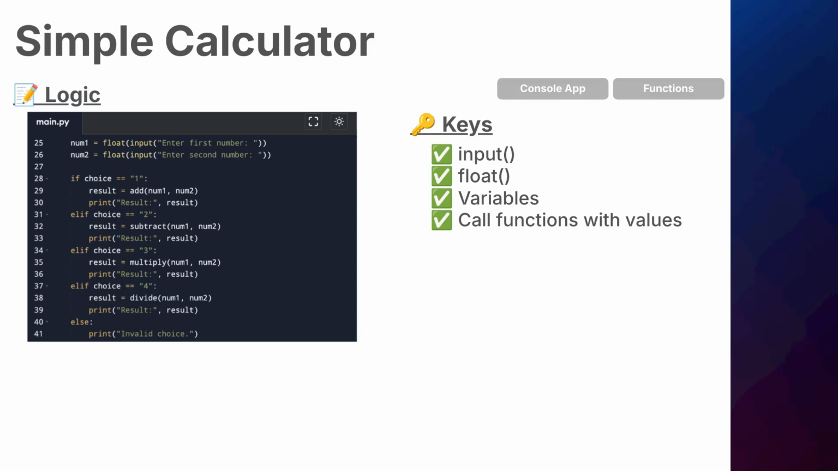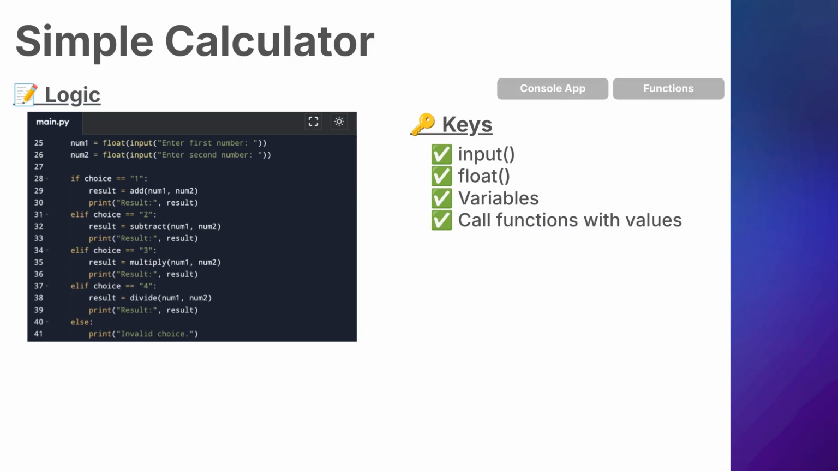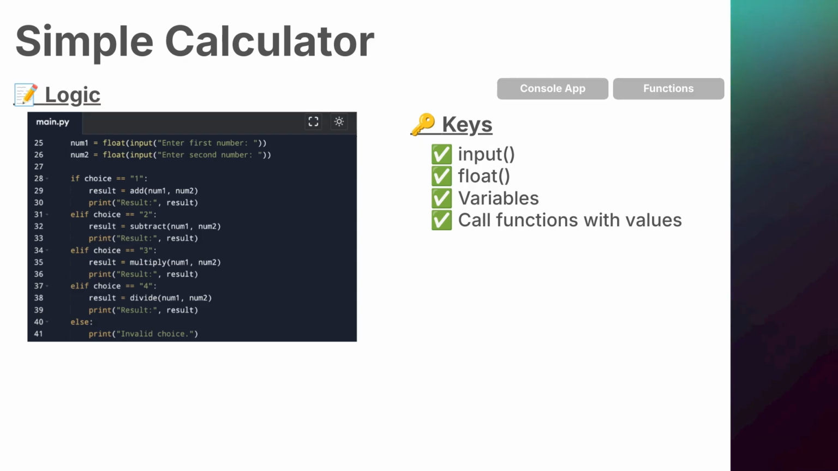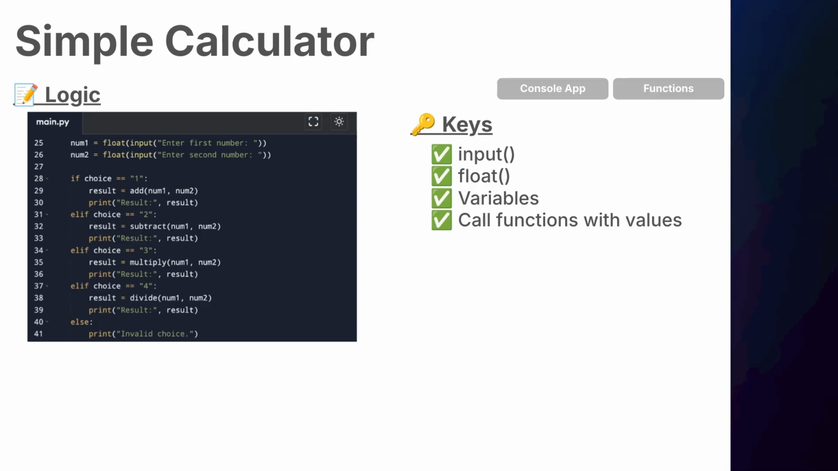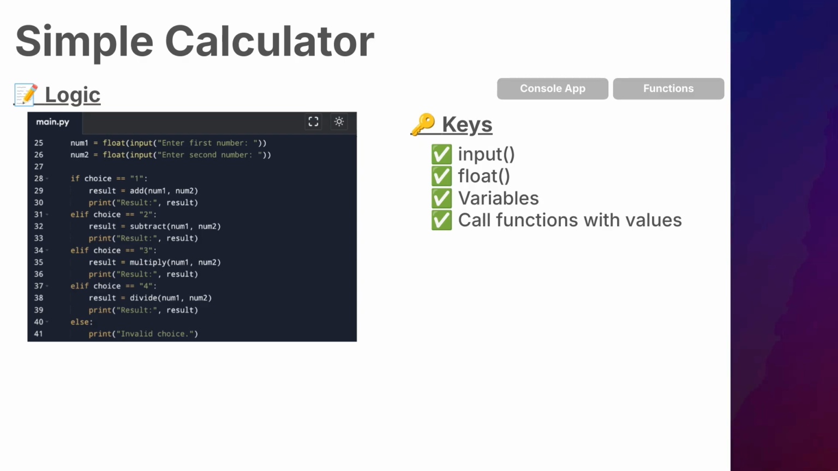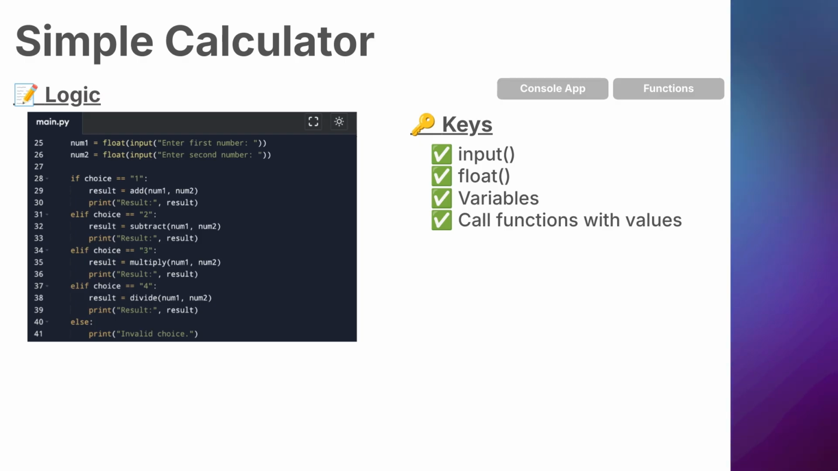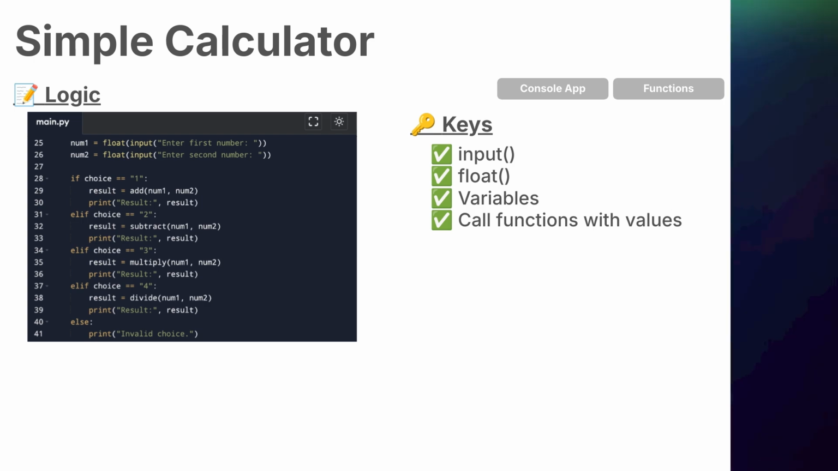The next is about connecting the calculator's functions to real input from the user. Up until now, we've defined the add, subtract, multiply, and divide functions separately. Here we're showing how to ask the user for numbers, store those numbers, and then call the correct function based on their menu choice.